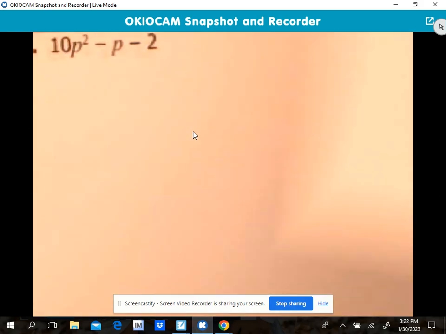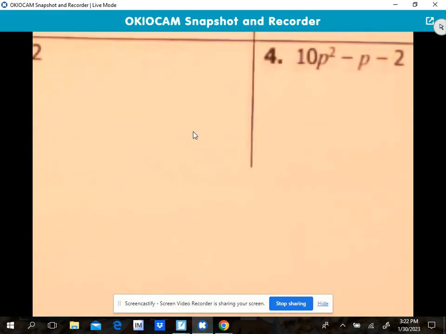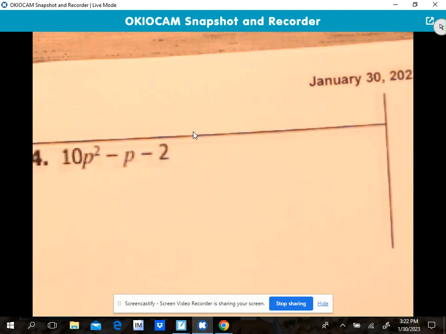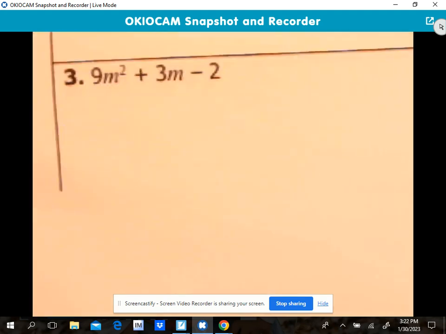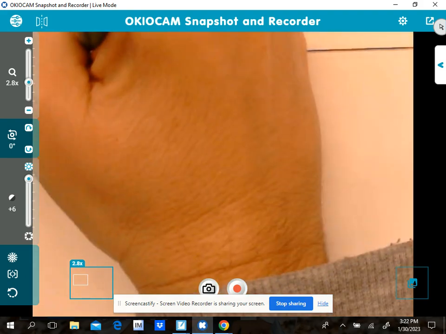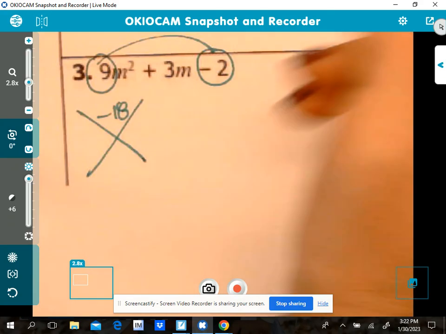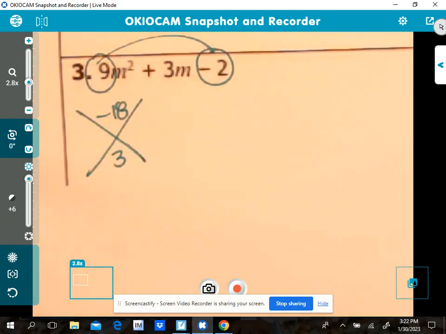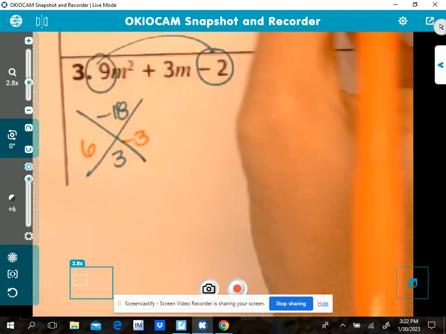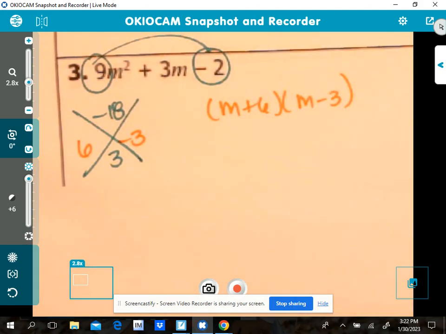All right. Let's keep going. Number 3. So we're going to go 9 times negative 2 is negative 18, 3 on the bottom. Factors, think about them. Pause my video, figure it out. It's going to be 6 and negative 3. So we've got m plus 6 and m minus 3.